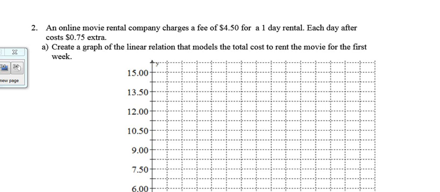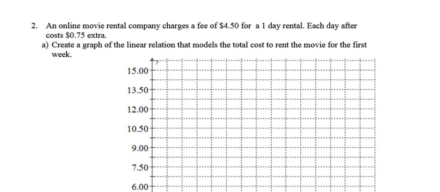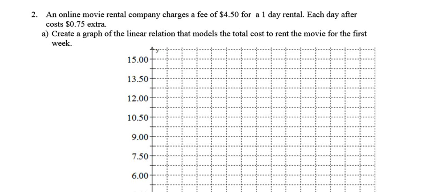Okay, so the next example is a real world example. An online movie company charges a fee of $4.50 for a one-day rental, and then every day after that is 75 cents extra. So the first part of the question is create a graph of the linear relation that models the total cost to rent the movie for the first week. So what we've got here is a flat fee of $4.50 for one day. And then every day after that costs a little extra, right? 75 cents for every extra day.